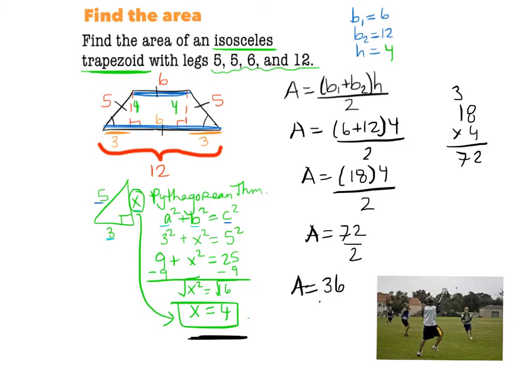And they didn't give us any units, so I'm going to call this units squared. And that's how you would find the area of an isosceles trapezoid.